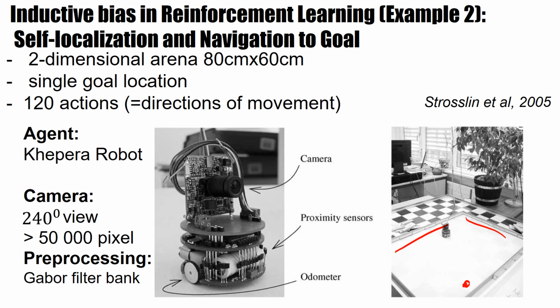The camera has more than 50,000 pixels. Normally the camera only has a view of 60 degrees, but if you take 4 views next to each other, then you can cover a 240 degree view angle. Then you have this pixel image, and the first thing we do is we apply a set of Gabor filters.